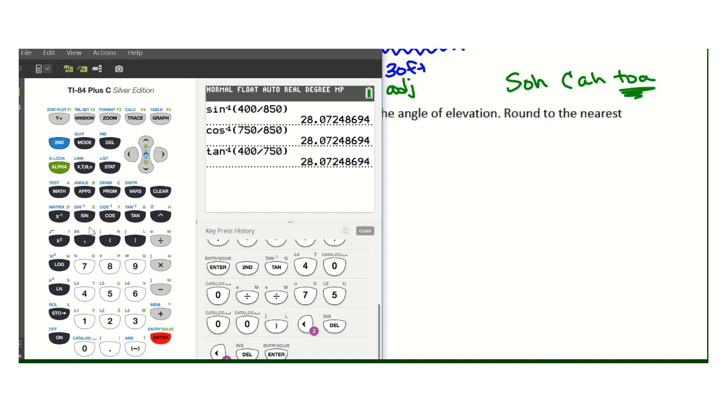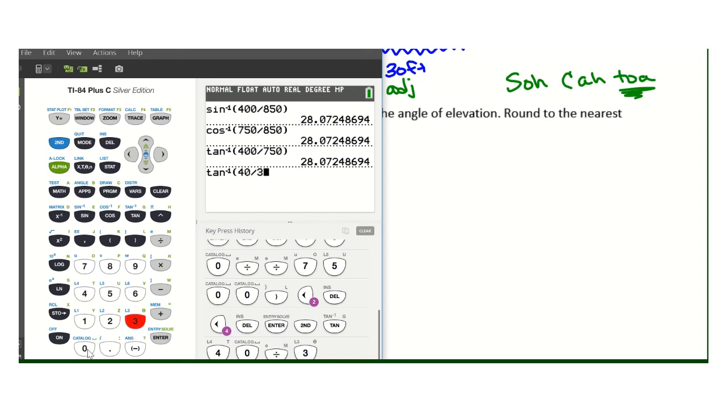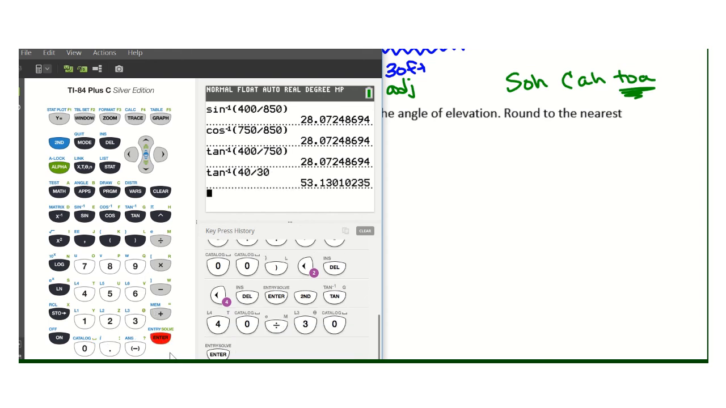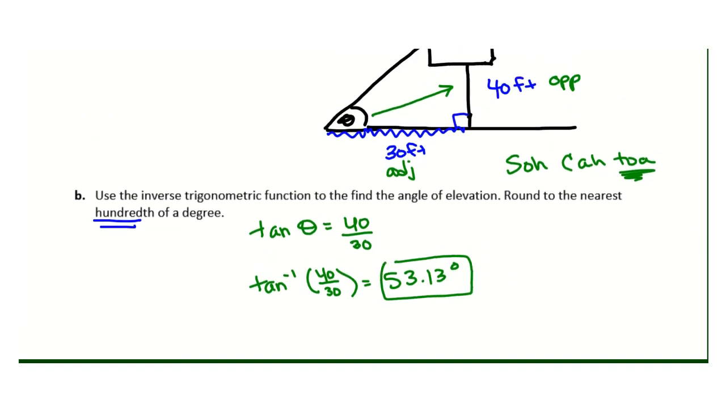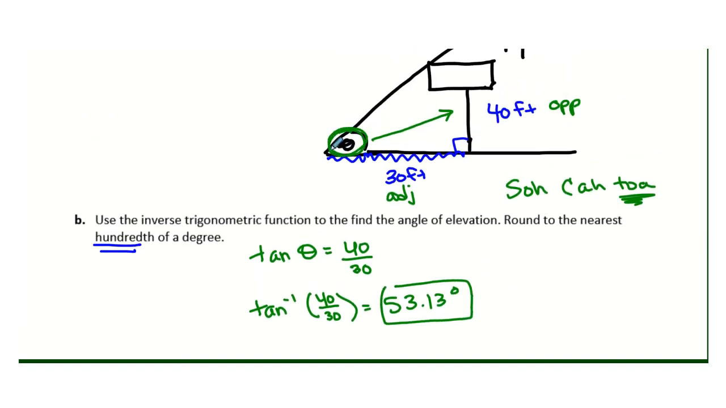So in my calculator, I'm going to do second tangent 40 divided by 30, and I get 53.13 degrees. So this is this degree measure right here, 53.13 degrees. Do not forget your degree symbol.